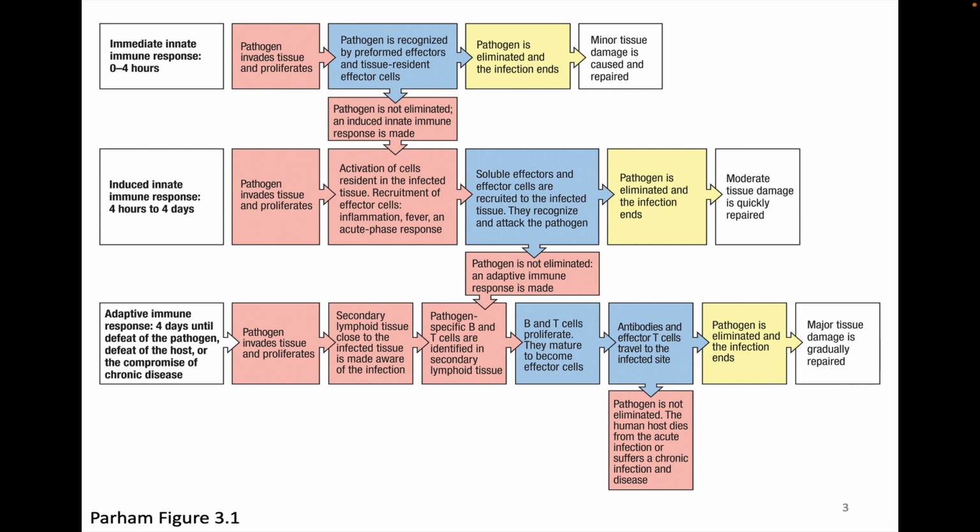So if you recall, at first, when a pathogen invades the tissue and may start to proliferate, we might see the immediate innate immune response during the first 4 hours or so. This is a situation where the pathogen will be recognized by things that are already formed. This might be our complement proteins or other antimicrobial proteins. The key thing here is that we have these preformed proteins. Sometimes this will be enough and the pathogen will be eliminated, the infection will end.